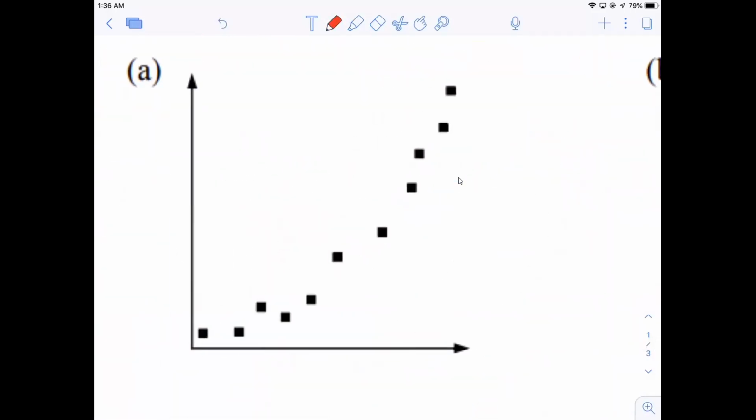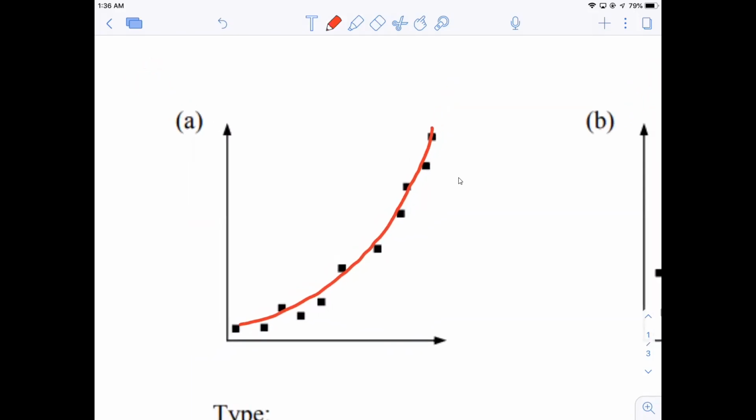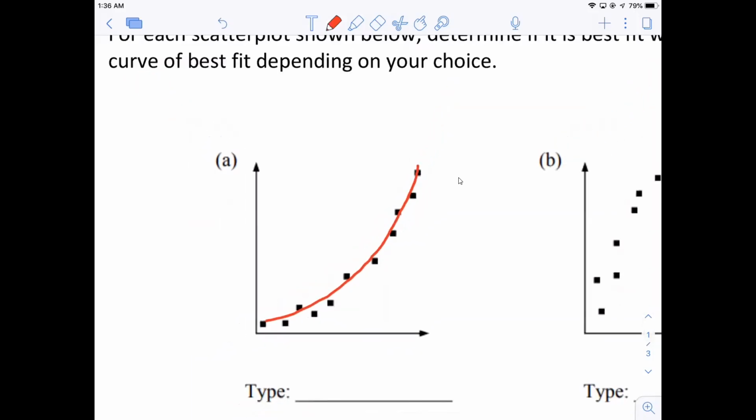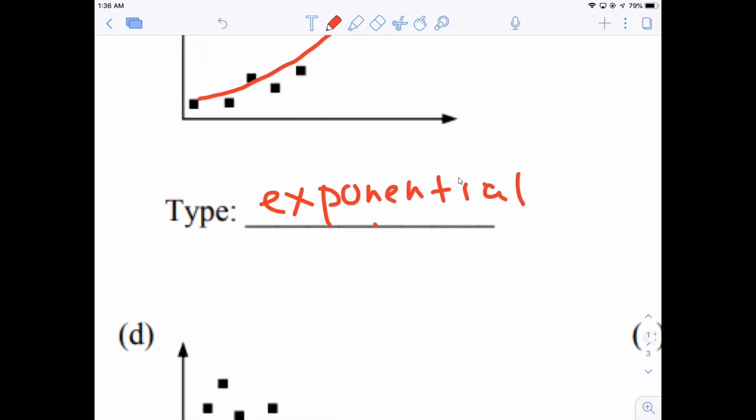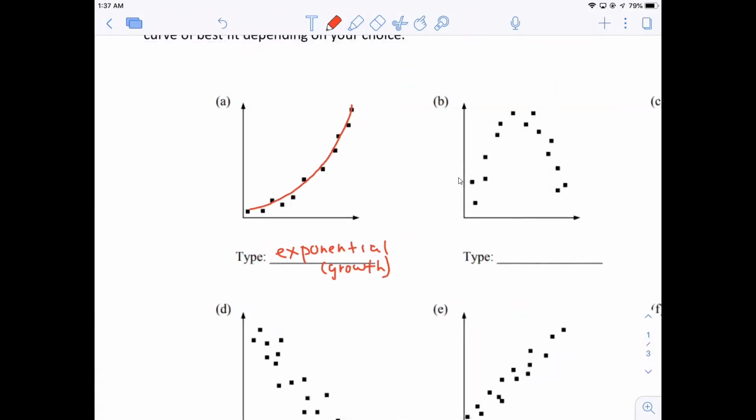So a lot of you might look at this and say, all right, that looks pretty linear, right? And yeah, a linear model might not be too bad, but I think a curved line, something like this, would be even better. And if you remember, that is what an exponential function looks like, right? So this would be an exponential function. And this is exponential growth, right? Because it's increasing. So I just put growth in parentheses.